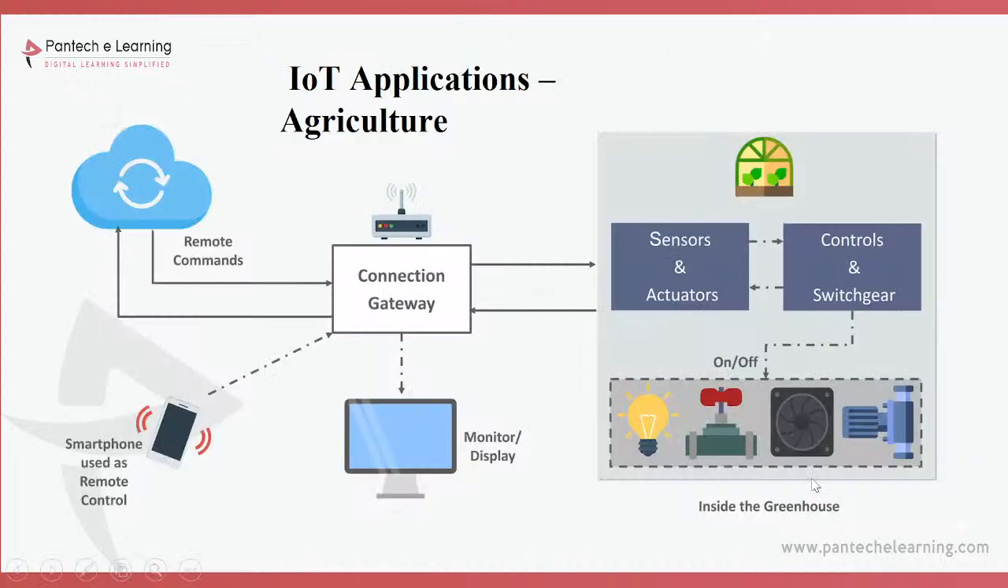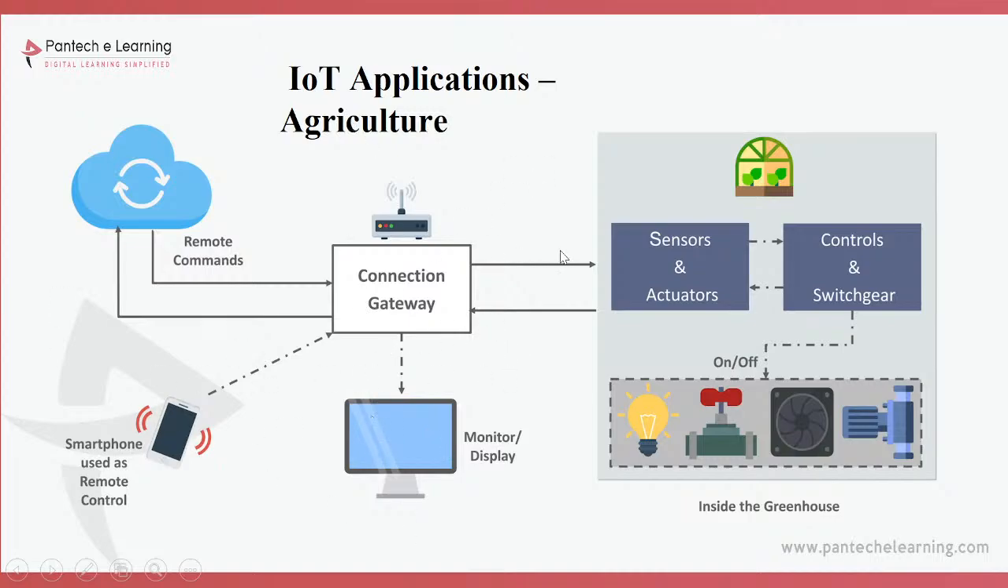So I told you now, if you have a LAN, how that works. This is the sensors, actuators, controls and switchgears. This is the greenhouse and the cloud, remote command, phone and monitor display. Whatever the sensor is getting here, the moisture sensor will detect it and send it to the control, from the sensors to the connection gateway to the cloud, and again to our phone, like internet to our phone, or else Wi-Fi to the monitor. So this is the way.